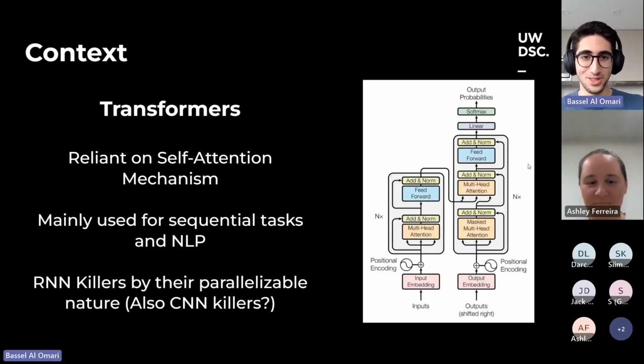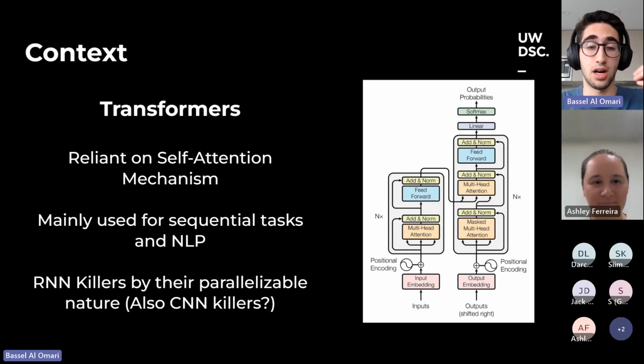As for transformers, just a quick overview. I went over transformers in a previous workshop a couple of weeks back. You can see links to the recording of it and slides in our Discord channel. But just important information, it relies on the self-attention mechanism, which we're going to be covering a bit in the following slide. And when it was first introduced in 2017, it was used for sequential tasks and natural language processing.